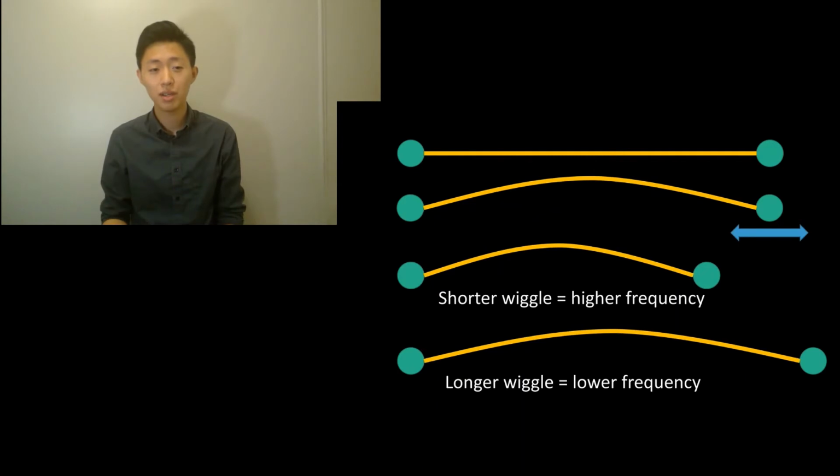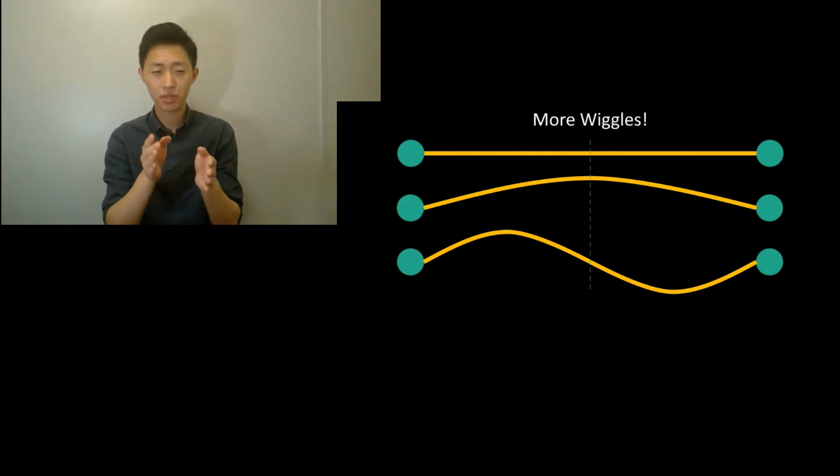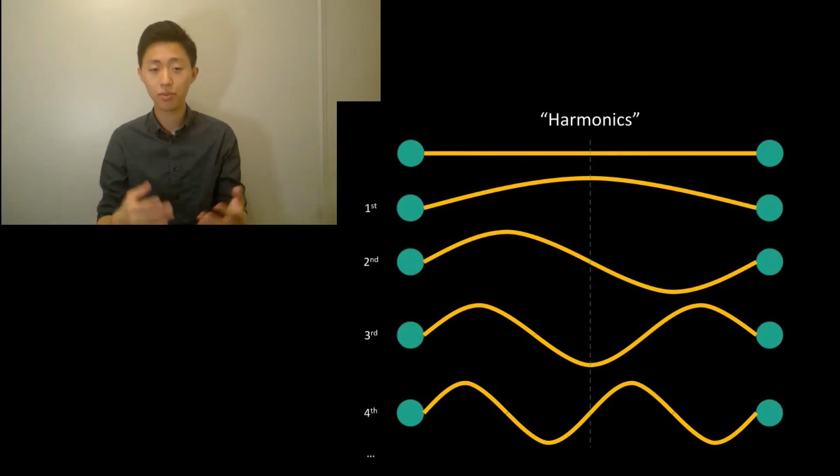But we can actually wiggle it so it goes up and then back down, so that in the middle there is a point where it doesn't move. So now we have 2 wiggles. And we can keep doing that. We can have 3 wiggles, 4 wiggles, and so on and so forth. The more wiggles that we have, the higher frequency a sound sounds like.